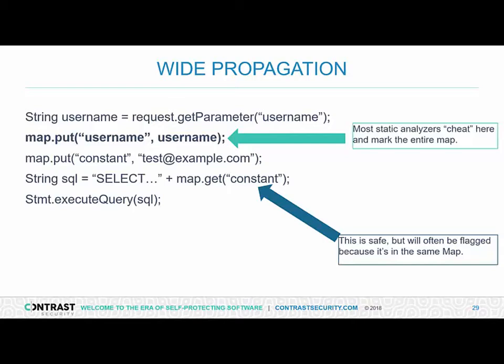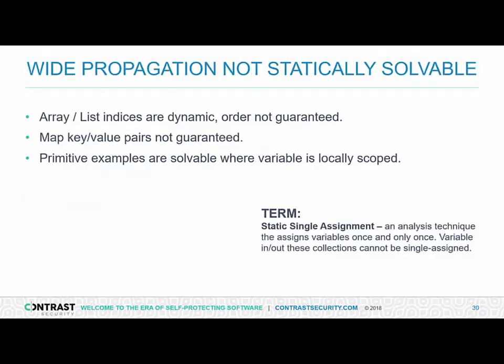Now the problem with doing this in terms of things like maps is that there are a lot of points of data that go into maps. They're a bulk data structure, so just automatically tainting anything that comes out of it is going to generate a lot of inaccuracies. Now this level of wide propagation in terms of static analysis is not necessarily solvable. And it also affects things like arrays and lists, those map key-value pairs, and it may in some cases be possible to solve this, but at a general scale, it's not.